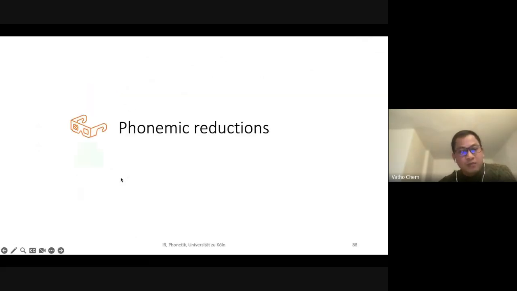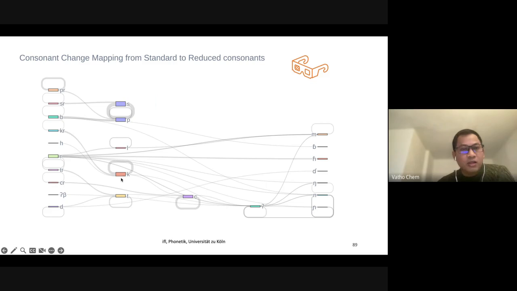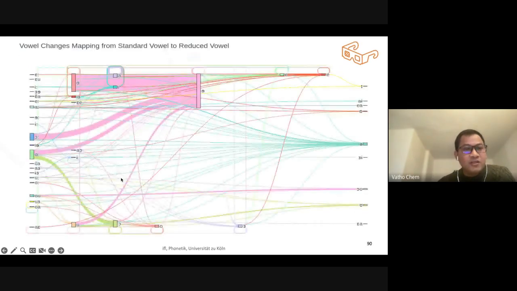So now let's move to the conclusion. Now we have a full range of phonemic reduction from Central Khmer, and this is the syncytigram of the phonetic reduction. As you can see here, we can see the map of the consonant chain from 5,000 words from Central Khmer, and this is the Sankey map that you can see how the consonants change so far. And this is the vowel.